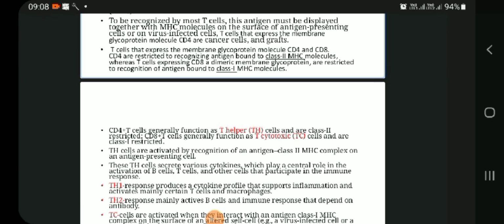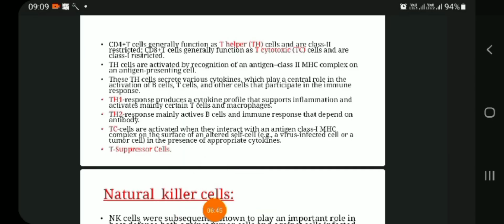whereas the T cells expressing CD8, a dimeric glycoprotein molecule, are restricted to recognize the antigen bound to class 1 MHC molecule. Means those antigens which will be bound to the class 1 MHC molecule will be recognized by the CD8 plus T cells. CD4 plus and CD8 plus T cells are again differentiated. CD4 plus T cells generally function as T helper cells and are class 2 MHC restricted. CD8 plus T cells generally function as T cytotoxic cells and are class 1 restricted.